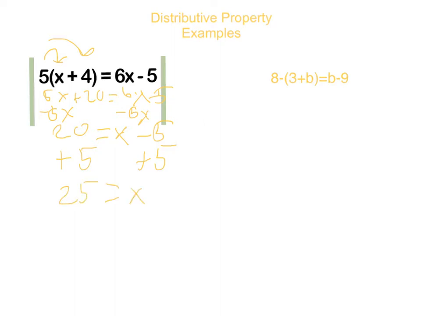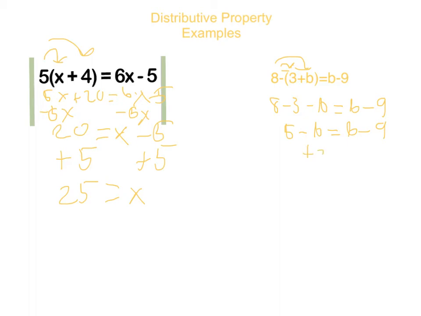And for this one, basically the negative sign has an invisible 1 in front of it. So you would be distributing negative 1 to 3 and to b. So it would be 8 minus 3 minus b equals b minus 9. So you would do 8 minus 3, which means it would be 5 minus b equals b minus 9.